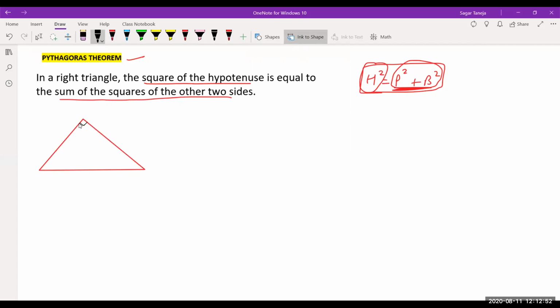So it is made right angled at B. So let ABC be a right angle triangle.